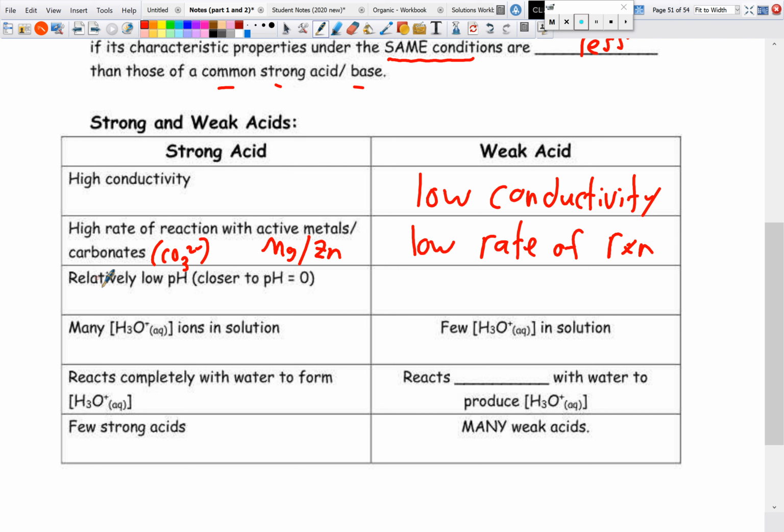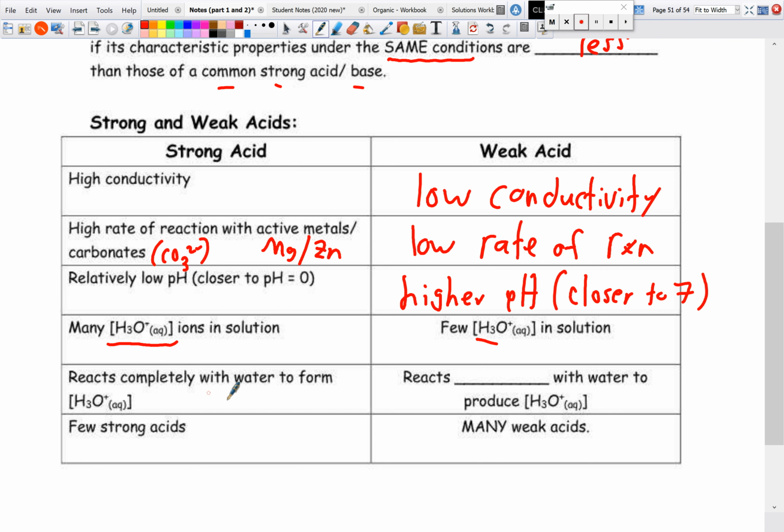Now, strong acids do have relatively low pHs, closer to 0, like 0, 1, 2. For our weak acids, we're going to have higher pHs, closer to 7. Obviously, we can't go above 7 because then that's going to turn into a base, and weak acids are not basic, they're just weak acids. The reason strong acids are highly conductive and have such low pHs is they have many hydronium ions in solution. Our weak acids are going to have very few hydronium ions in solution.